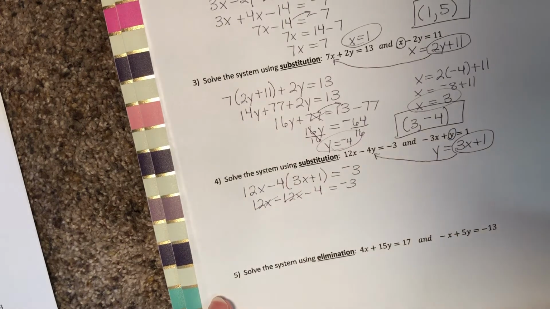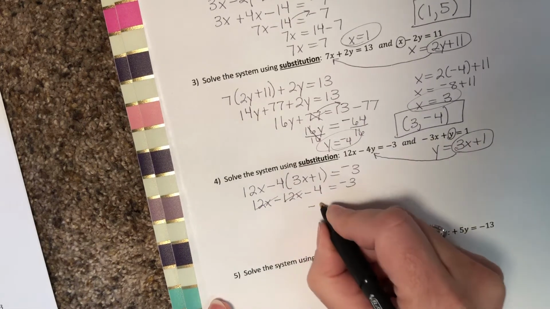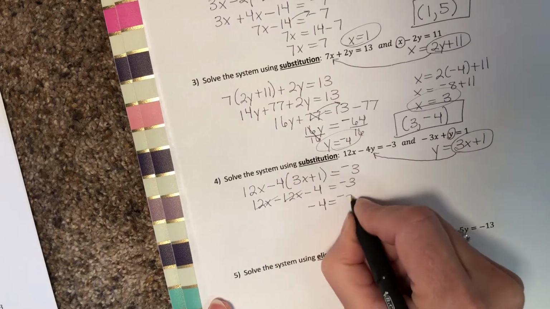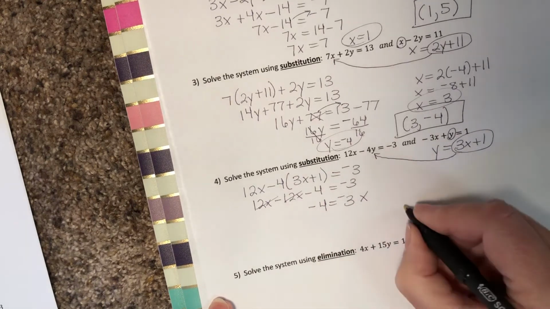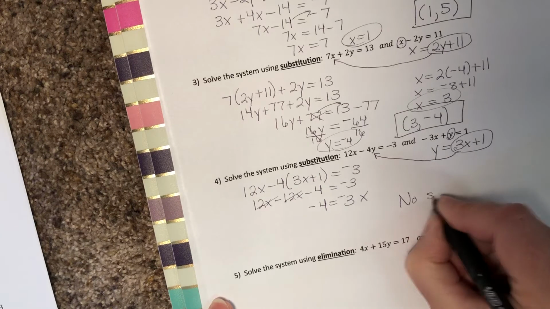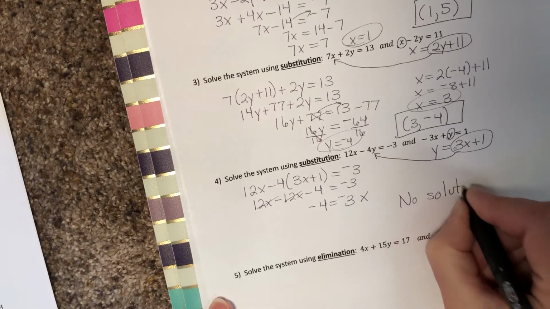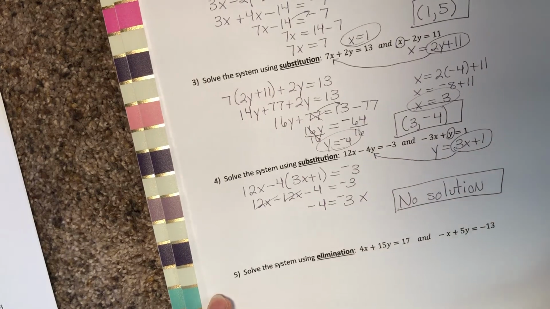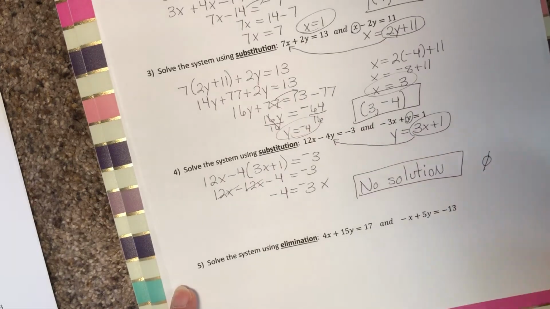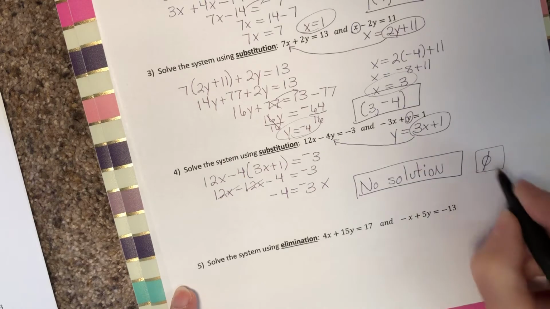Okay, right off the bat, those are going to cancel out, and I get negative 4 equals negative 3, which is nonsense. So this must be a no solution, meaning these lines are parallel. Or you could use, all right, the no solution sign, either one.